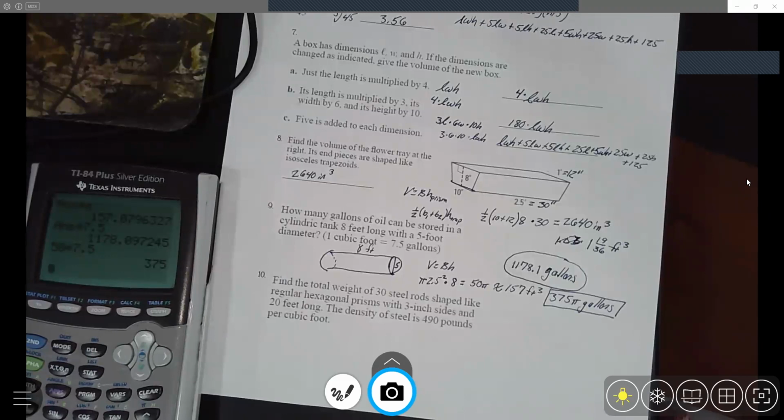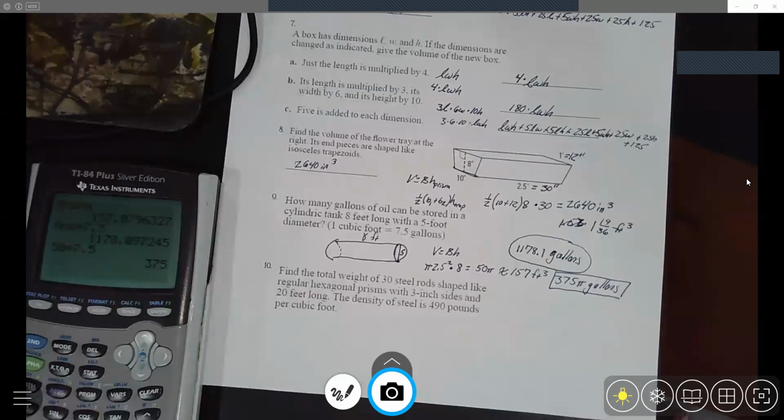All right, last question, number 10. Find the total weight of 30 steel rods shaped like regular hexagonal prisms with 3-inch sides and 20 feet long. The density of steel is 490 pounds per cubic foot. This was kind of like an extension problem. Did you want to really try your hand?